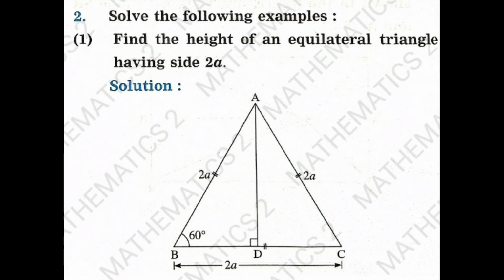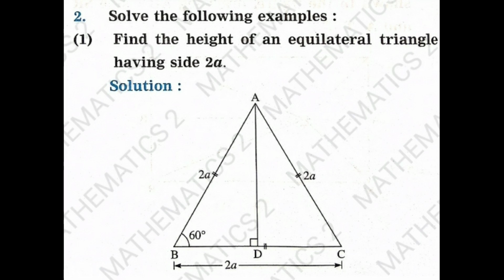Here we have been given an equilateral triangle. Let triangle ABC be an equilateral triangle with side 2a. You are asked to find the height of the equilateral triangle. So I have drawn segment AD, which is perpendicular to side BC. The altitude drawn on the base is called the height of the triangle.